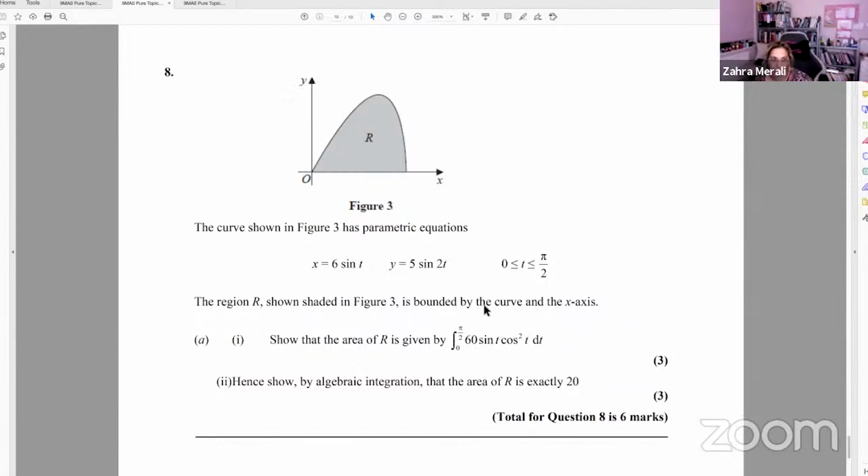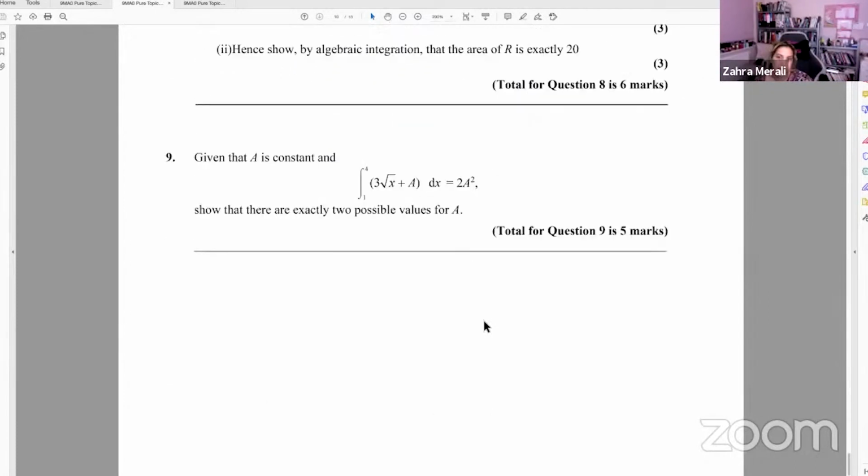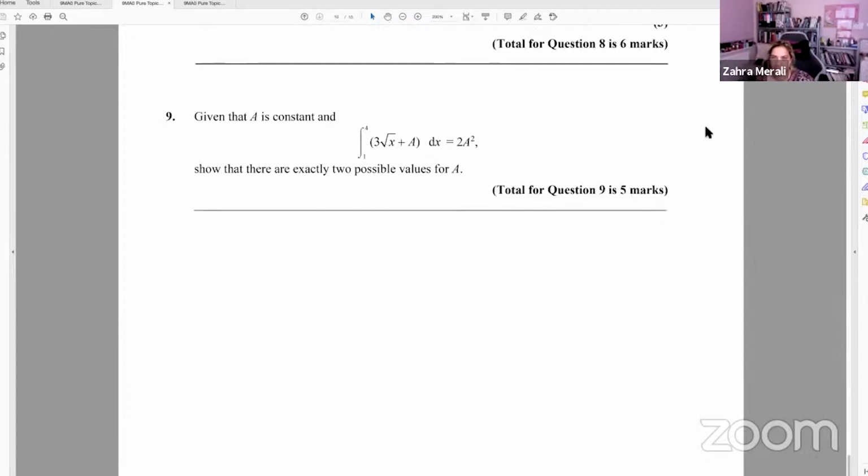Okay, I think this is the last question for this batch. And this is the last one I'll do this evening, and I'll try to do another set tomorrow. So given that a is a constant, show that there are exactly 2 possible values. So let's take a look at this.